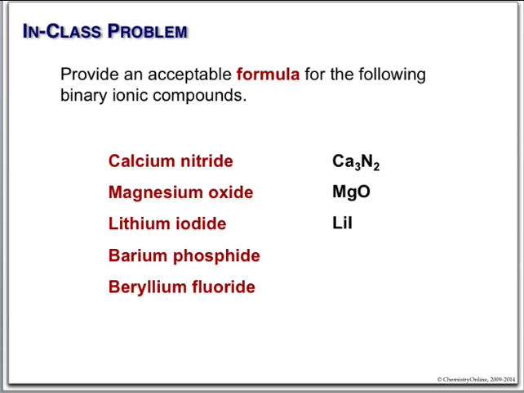Barium phosphide. Find barium. Barium is right here in group 2. Phosphorus is over here underneath nitrogen in group 5. So phosphorus needs 3 electrons. It'll be a -3. Barium is a +2. Doing our crossover. If this is -3, we need 3 bariums. +2, we need 2 phosphorus.